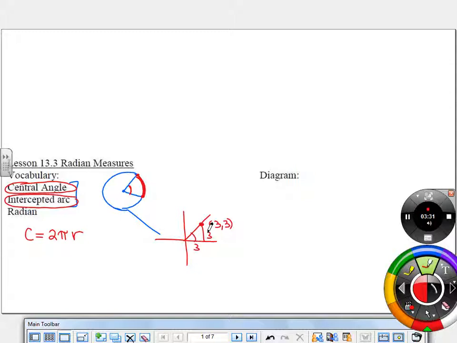Let's say I didn't give you the point 3,3. Let's say instead I made it longer, and I gave you the point, like, 7,7. Would that change that the angle was 45 degrees? No. Would it change the sine, the cosine, or the tangent for that angle? No. So if we're trying to find trig values of the angle, does it really matter to us how long the radius of the circle is?